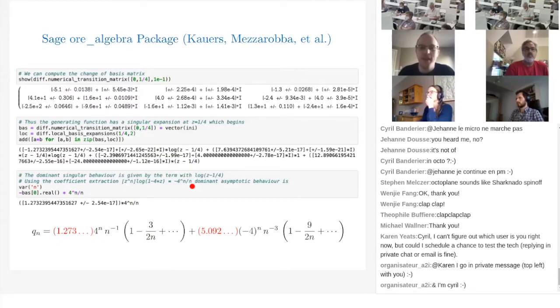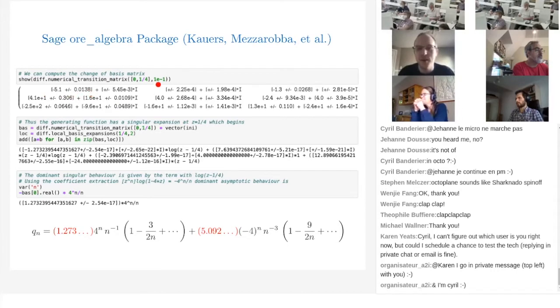So on our example, here's just a quick look at what happens in the code. There's this command numerical transition matrix. This tells you if I have a basis at the origin and I have a basis near z equal to 1/4, how can I write one basis element in terms of another basis element? So it's converting between these bases. And so you see here there's this matrix with numbers in it, and it says plus or minus some values. So these are approximated numbers with rigorous error bounds.